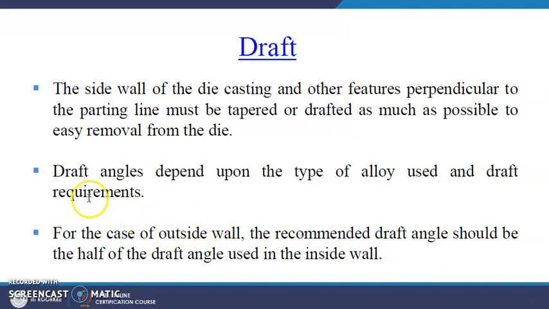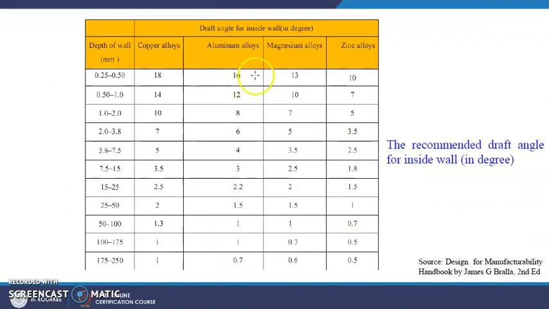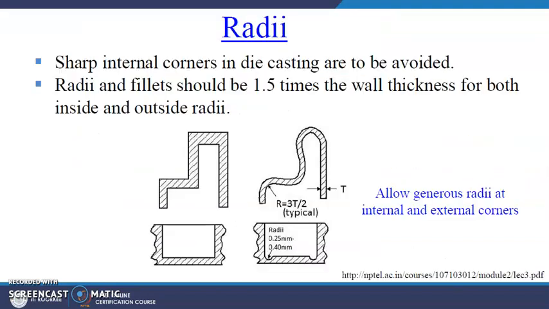Similarly, you have to provide the draft, and the draft angle depends on the type of alloy and the draft requirement. So these are the draft angles for the inside wall depending on different materials and the depth of wall you are providing. These are the recommended draft angles for die casting.